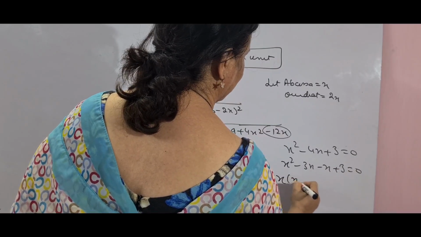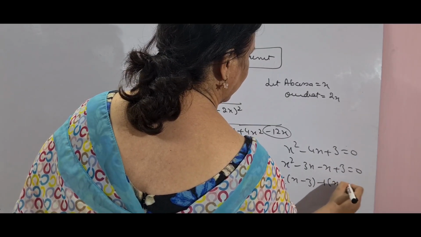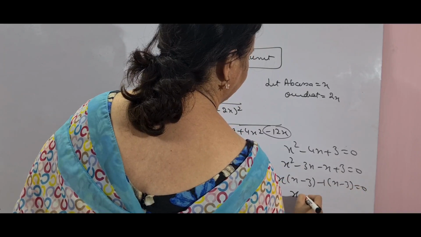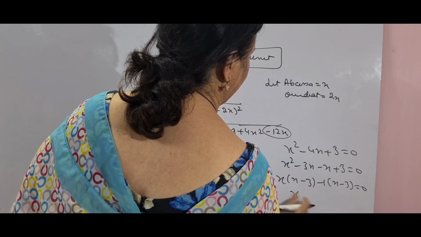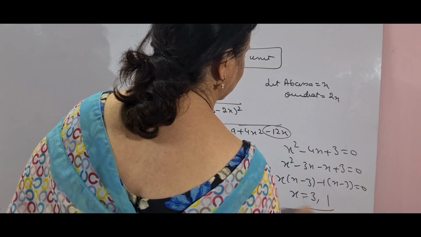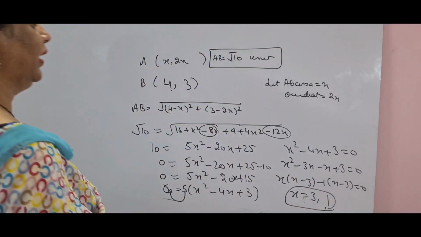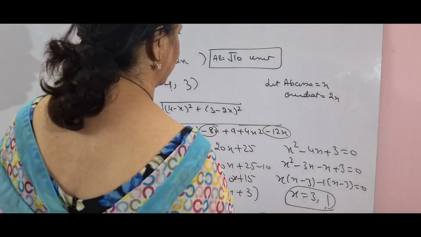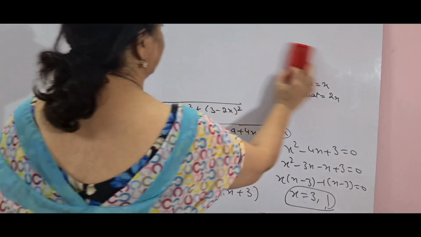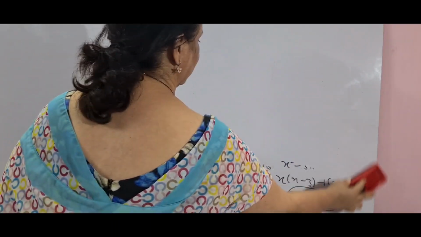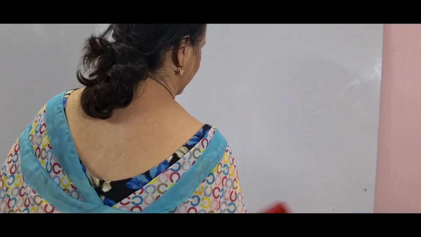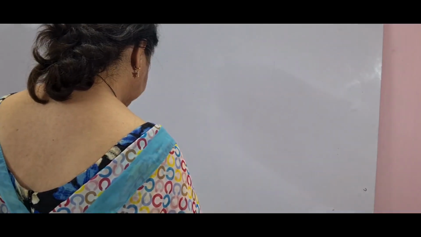So (x minus 3)(x minus 1), and so x is equal to 3 and x is equal to 1. Both are the answer. This is how you are going to do it. In this question, abscissa and ordinate were given, so I took it according to the condition. A very, very important sum for the paper, so be careful about it. Then come to the next question. Again a very important sum.